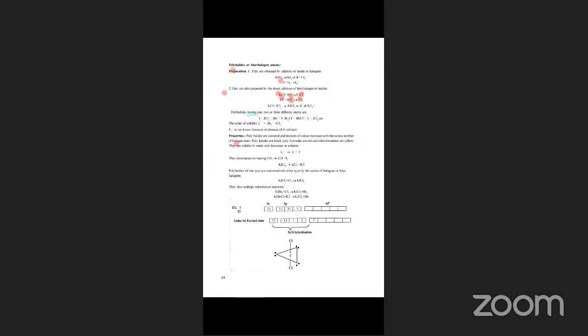How to assign hybridization: iodine is in the 7th group, so put 7 valence electrons, 1 2 3 4 5 6 7, for ICl2 minus with a charge of minus 1. So these are 1 2 3 4 5, giving 3 lone pairs and 2 chloride ions.